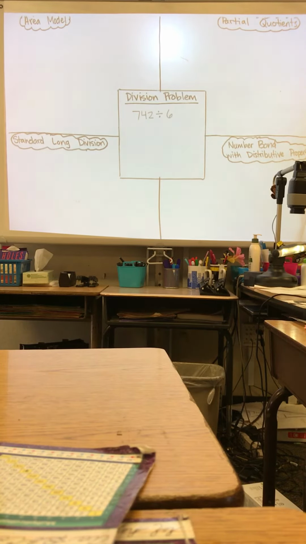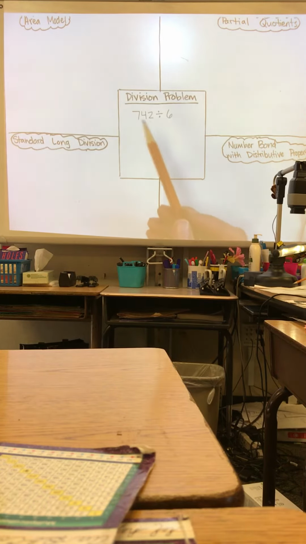Okay, so tonight's homework is to choose a division problem and show 4 different ways to solve that division problem. The requirements were that you needed to choose a 3 to 4 digit dividend and a 1-digit divisor. So the number I chose was 742 divided by 6. So the first way I'm going to show it is with an area model.